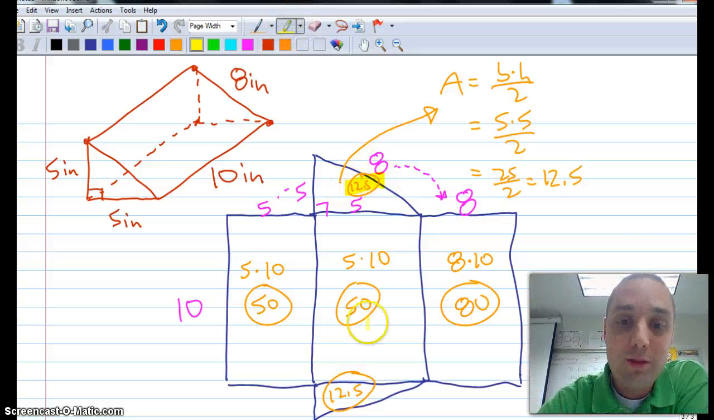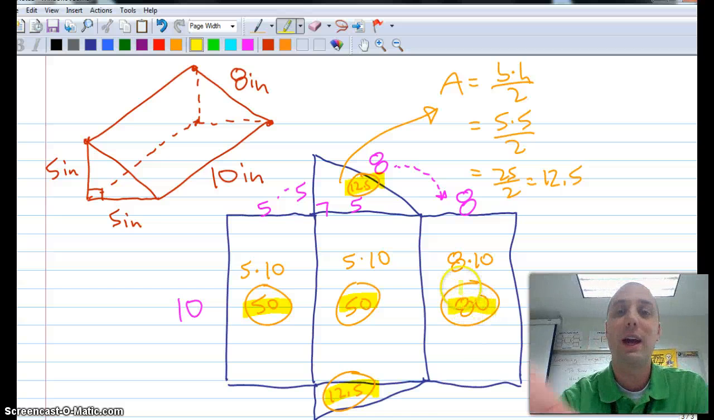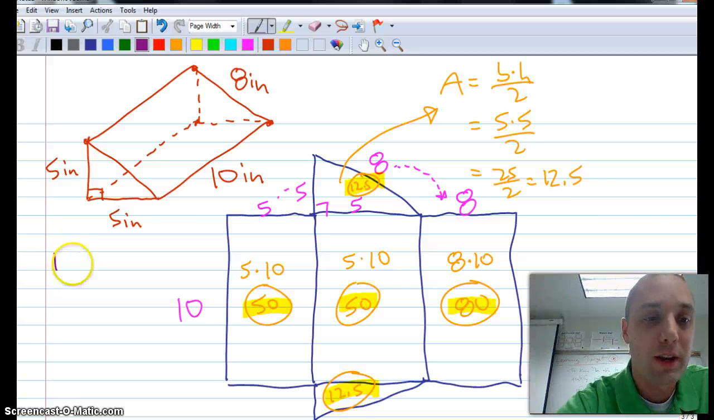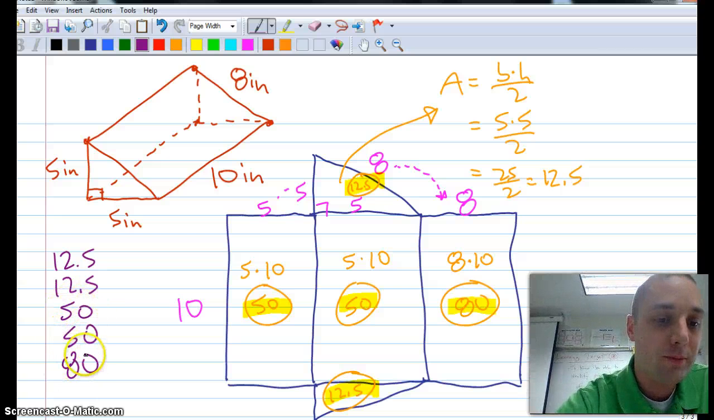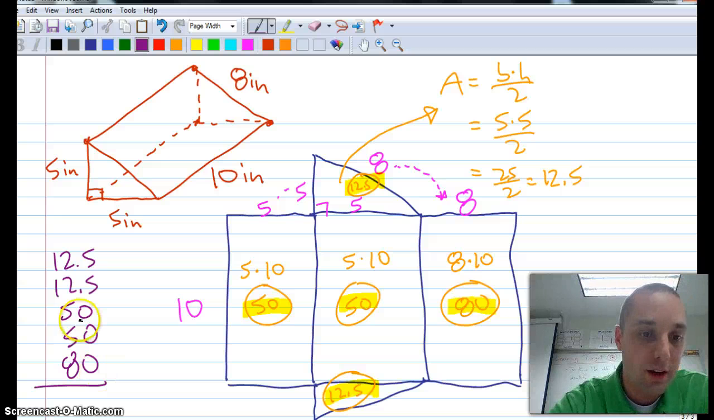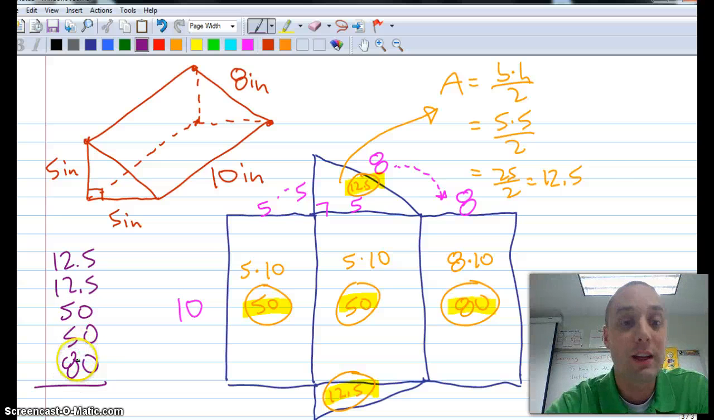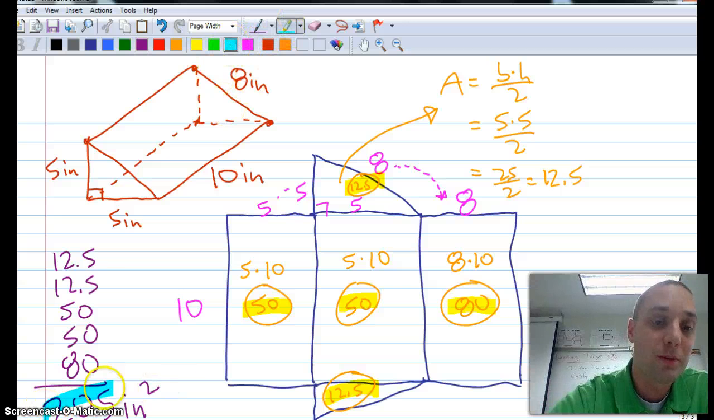Now look at what we got going here. We got a 12.5, a 12.5, a 50, a 50, and an 80. And so we're just going to add those things up. So I'm going to come over here and just write that out. I've got a 12.5, a 12.5, and I know that's 25 automatically, so then 50, 50, and 80. So I'm just going to do a little adding here. I've got 50 and 50, which is 100. That's 180. And then 180 and 25 is 205 inches squared. And that is our grand total.